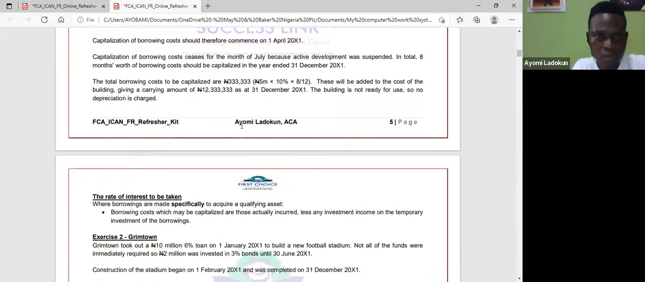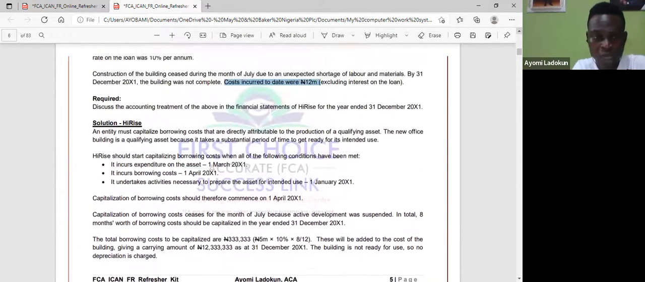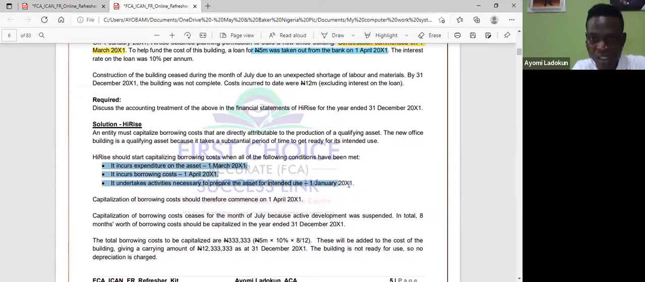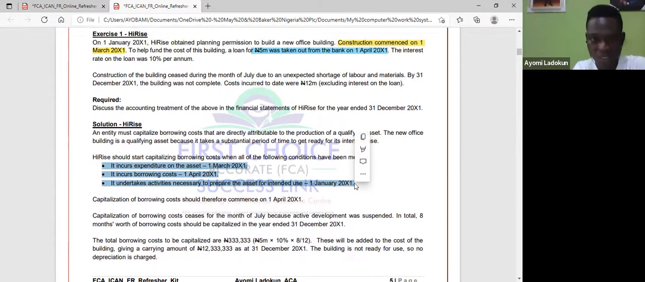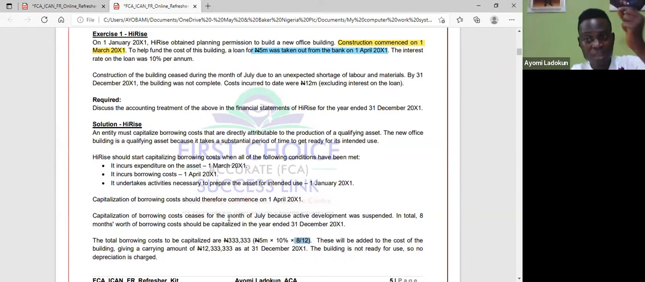So let me now show you. Can you see? What you have done for the examiner is to state the 3 conditions and put the date. All 3 conditions were met. Then tell the examiner that 5 million multiplied by 10%, multiplied by 8 over 12. How did we get 8? We borrowed money in April. So if you count April to December, that is 9 months. Then we're told that in July, can you see it here, there was a shortage of supply, a shortage of labor. So in that case, you will not capitalize for July. When you remove 1 month from 9 months, you have 8 months. So that's how we got this 8. And you have 333,000. Then go and add it to that 12 million, so that you have 12,333,000. That's the end of that question.